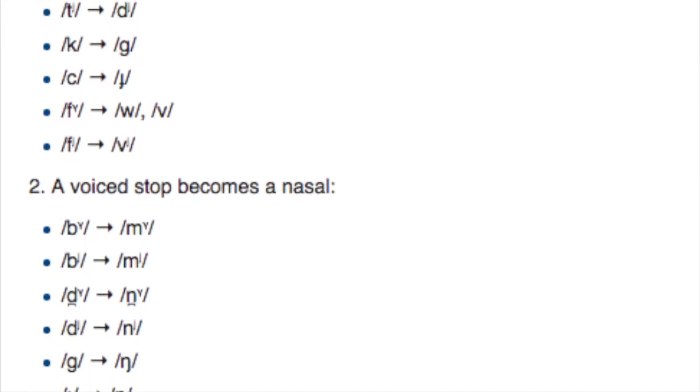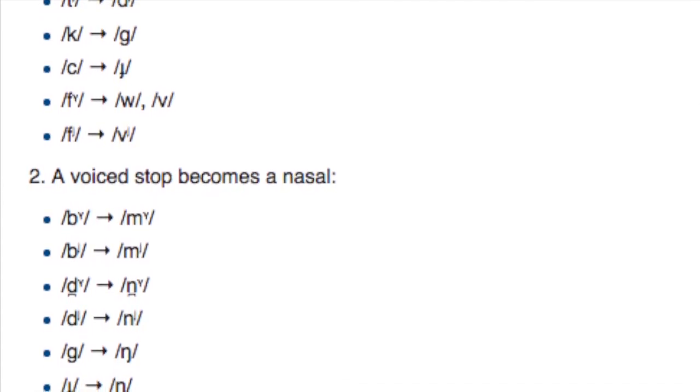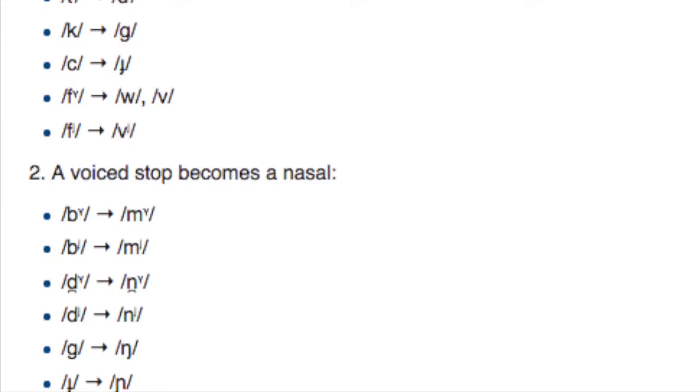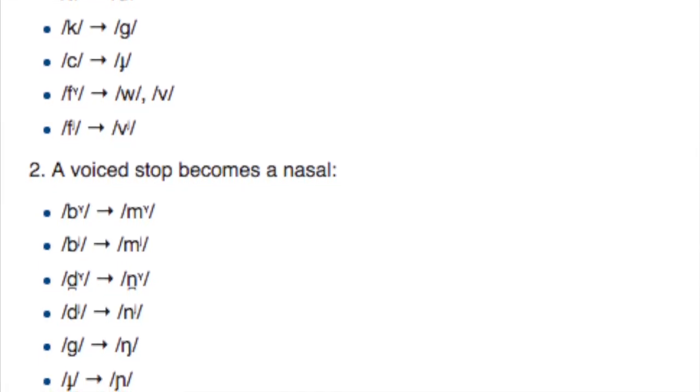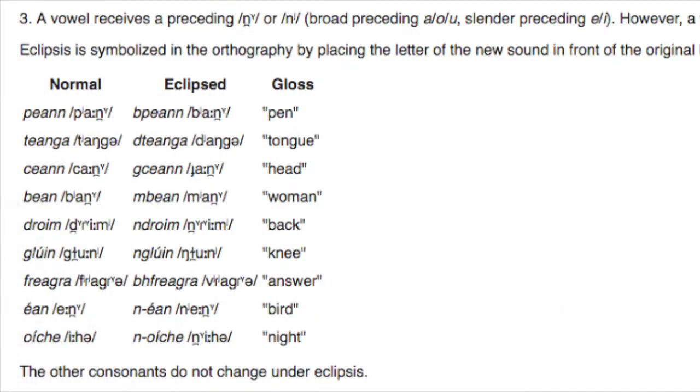And then number 2, a voiced stop becomes a nasal. If the word already starts with a voiced sound, it changes to a more nasal sound. For example, b changes to n, d to n, etc. Reviewing examples of the urus again, as we can see, a vowel receives a preceding n sound in front of it, and eclipsis or uru is symbolized in the orthography by placing the letter of the new sound in front of the original first letter of the word.